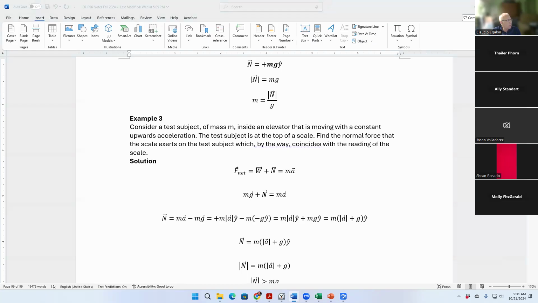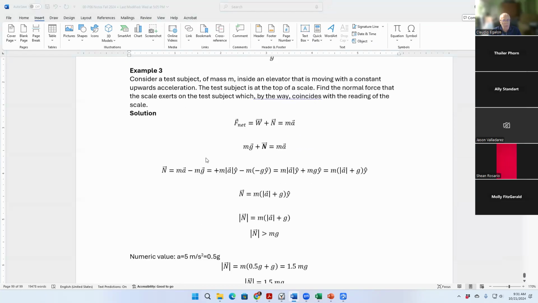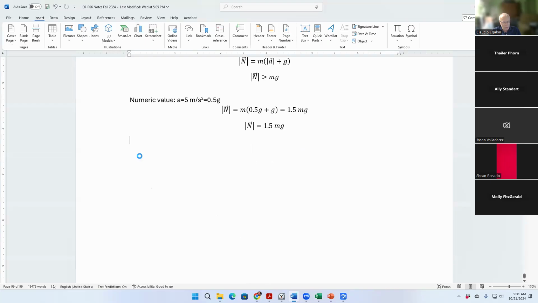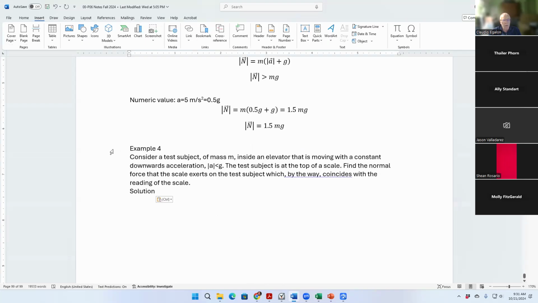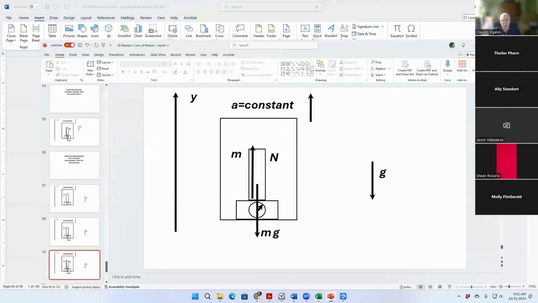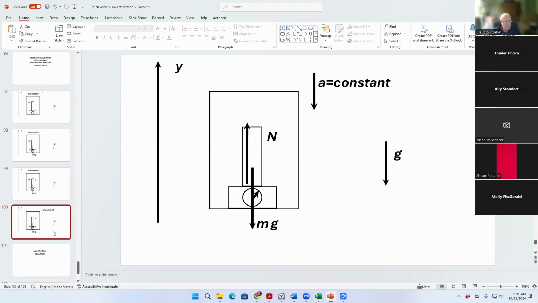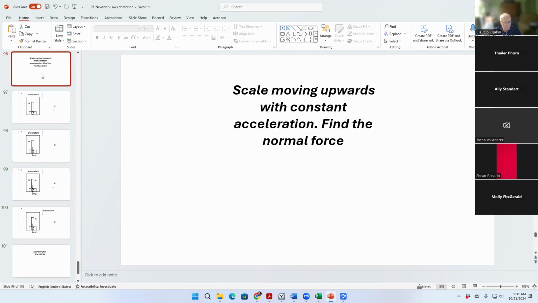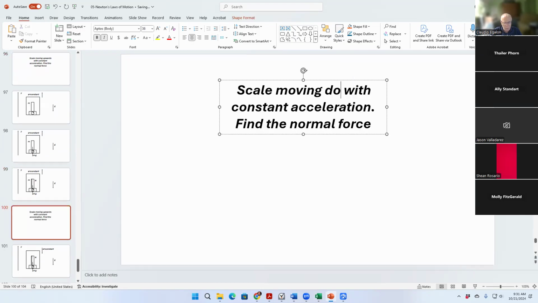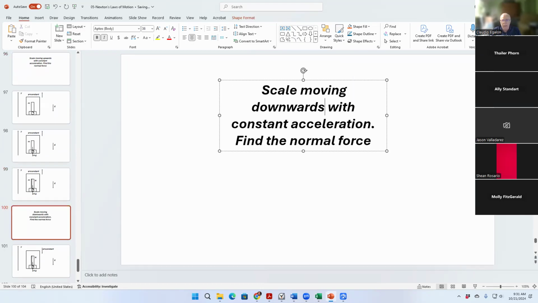Now we're going to do another example. Okay. Here you go, example 4. And now this example is a downward acceleration. Right in here, downward acceleration. Still moving downwards. Downwards with constant acceleration. Find the normal force.